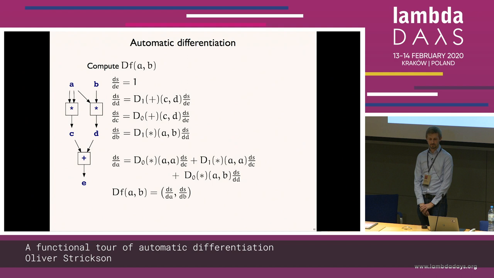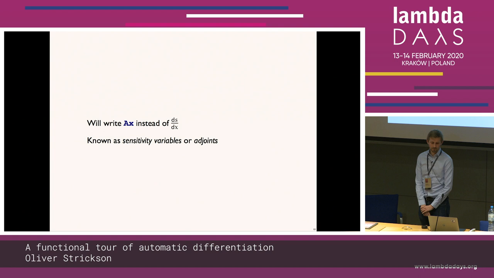First of all, it's interesting to note that I've now done it in one sweep. Before I had to do two sweeps, one for each partial derivative. Now I've run the algorithm once, and I've got the gradient in one go. Obviously, if I had two outputs, I'd have to do two sweeps. But what's interesting is many of these problems take many inputs. I've got some neural network with many weights, and I want to compute its gradient. The output is a single number, so I've got a function of many inputs to a single output, and that's called reverse mode. And I'll write in the code ax instead of ds by dx, and they're called the sensitivity variables or the adjoints.